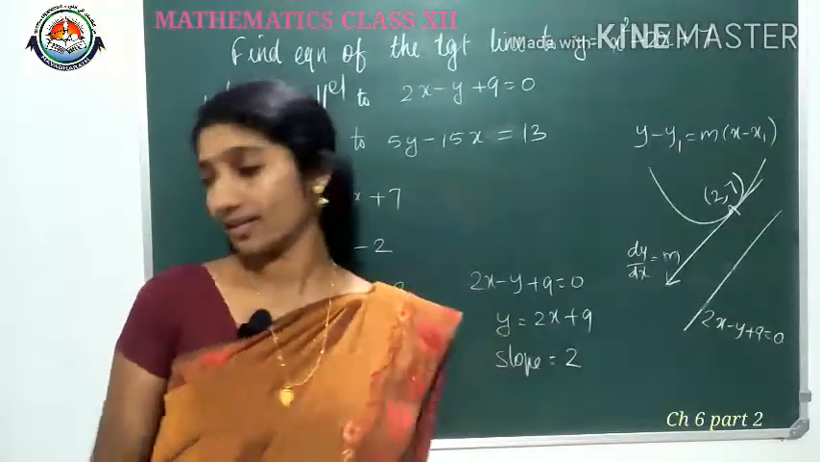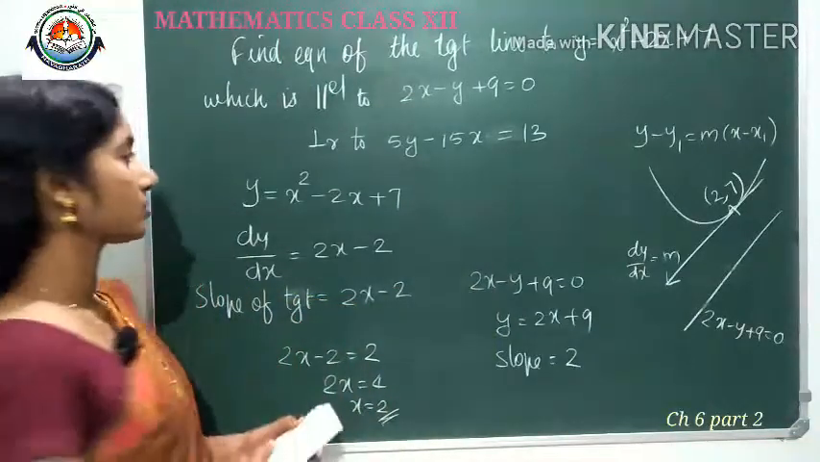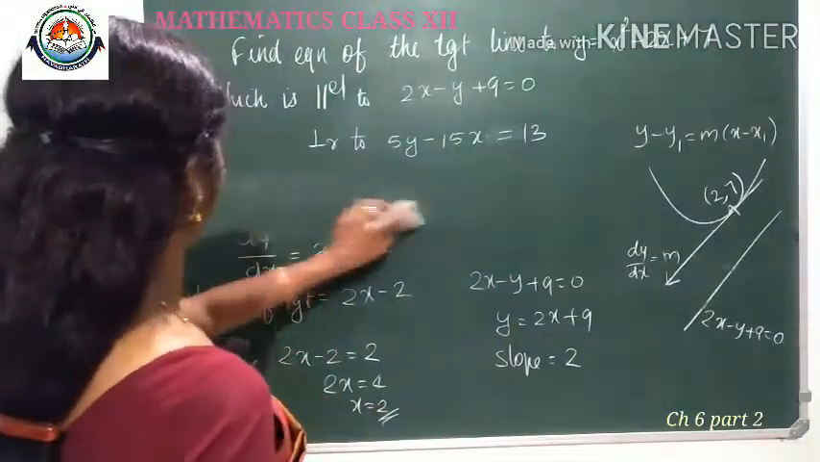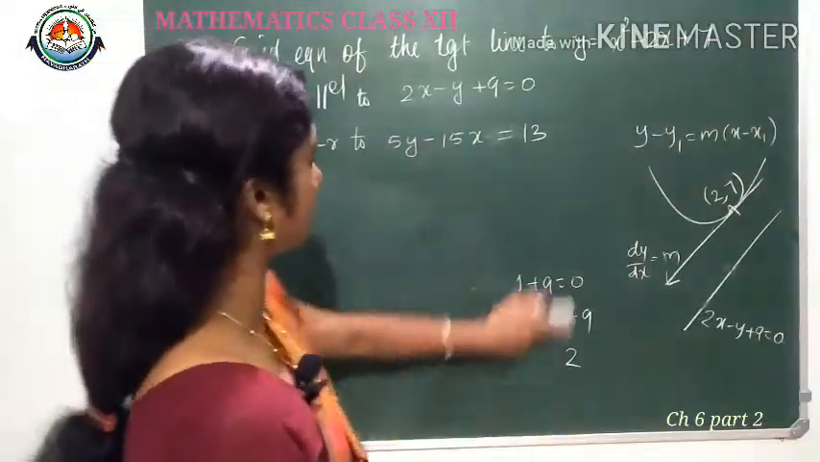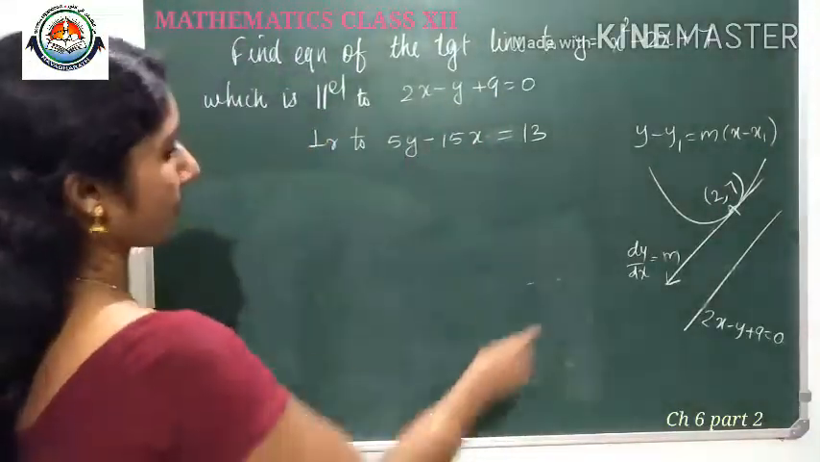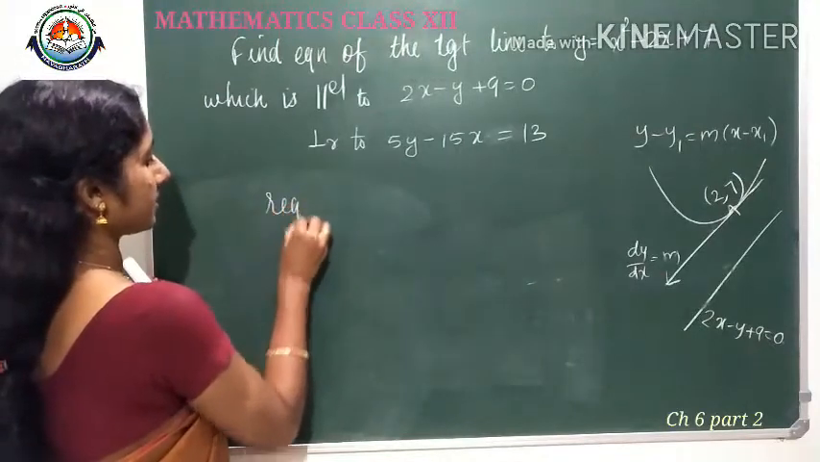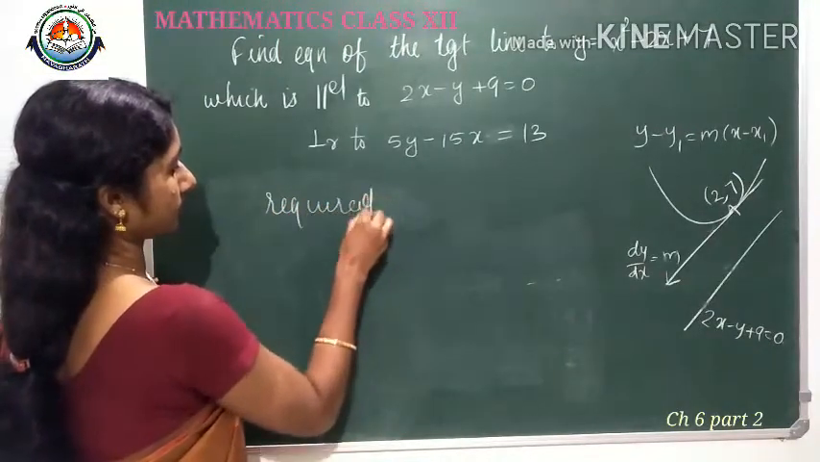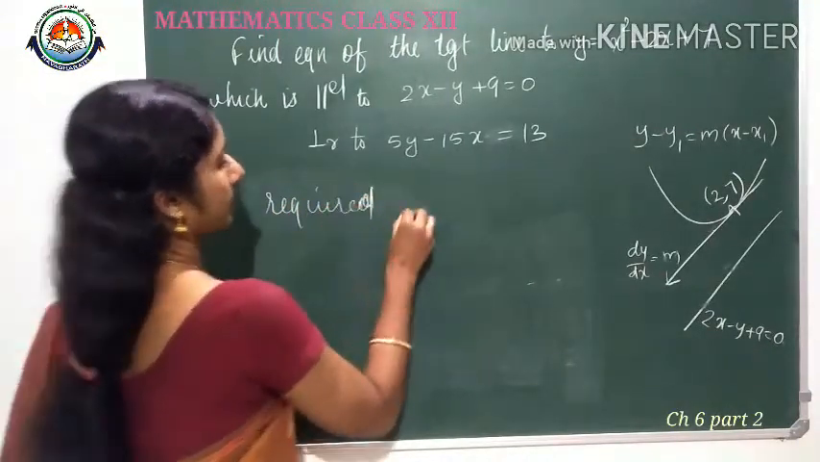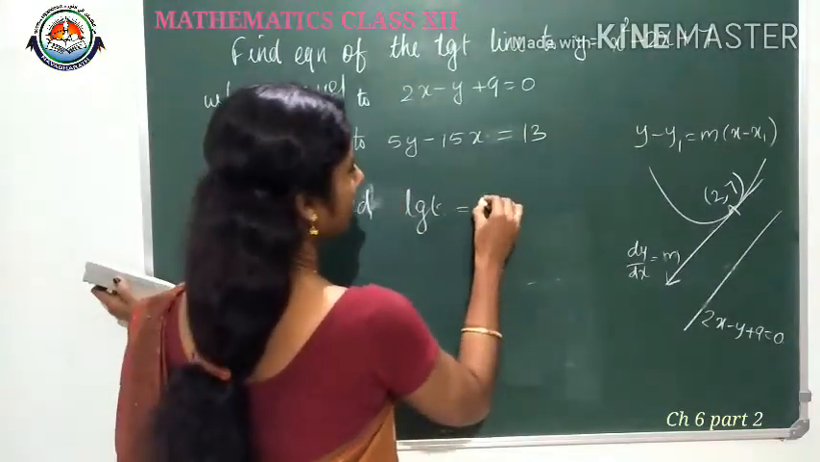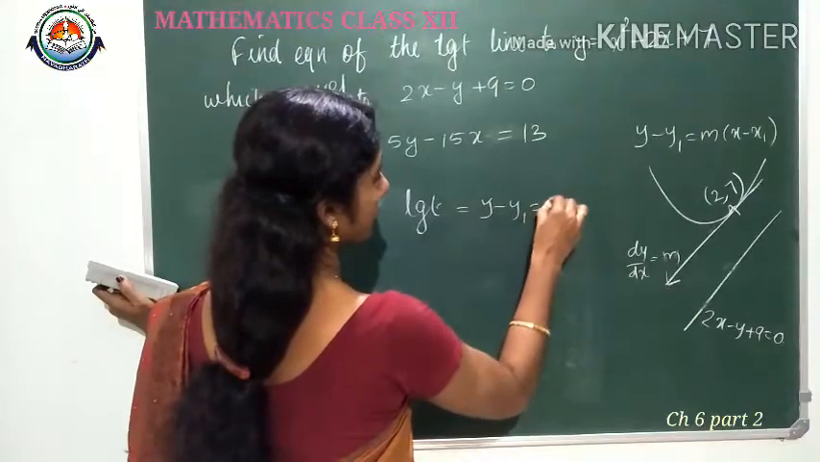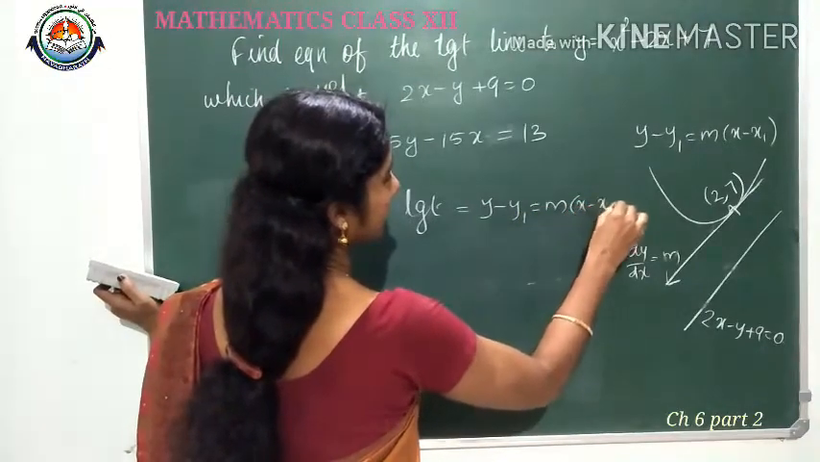Okay. So we can find the required tangent, that is, the equation of the tangent which is parallel to 2x minus y plus 9 equal to 0. So the required tangent is y minus y1 is equal to m into x minus x1.